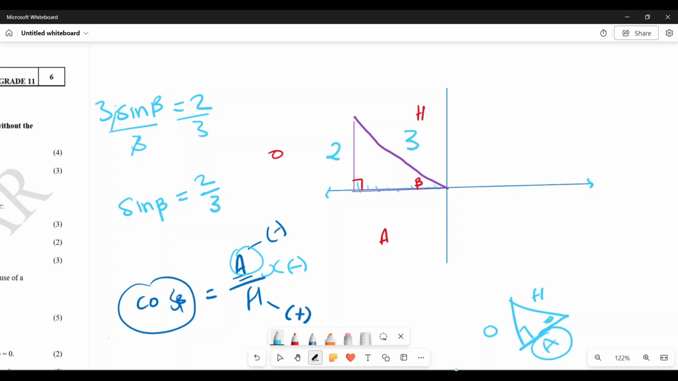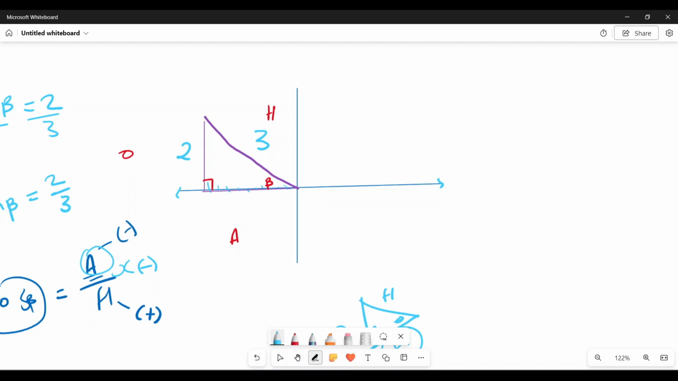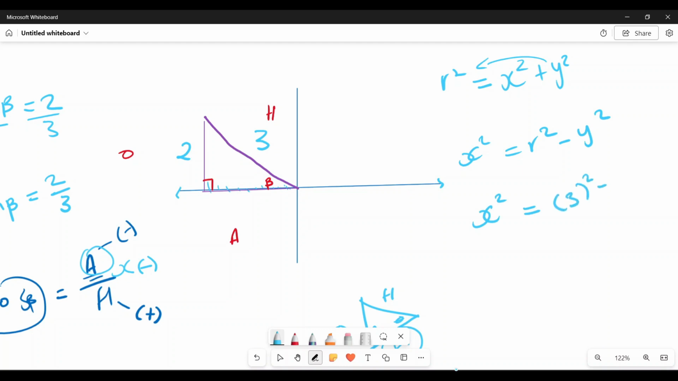Now, let me try and solve for my adjacent. How would I solve for my adjacent? This is a right angle triangle, so I can use the theorem of Pythagoras: r squared is equal to x squared plus y squared. What am I trying to determine? I'm trying to determine my x, so I can make this formula in terms of x by simply taking the y to the other side. So x squared is going to be equal to r squared minus y squared. Now x squared is going to be equal to my r, which is 3 squared, minus my y, which is 2 squared. Now square root both sides to get rid of the squared.